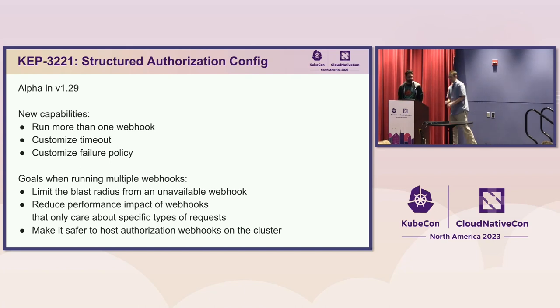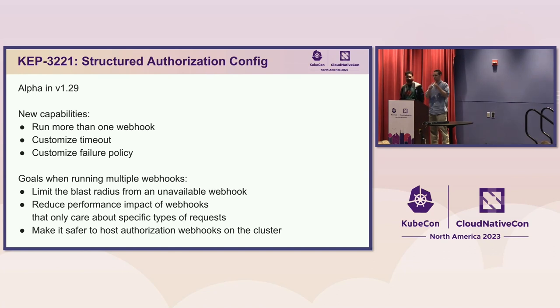So that was the set of authentication configuration that we've added more flexibility to. In 129, we also worked on expanding what you could do with authorization config. Previously, the way you would configure authorization, you would just pass command line flags and say, here are the modes I want. I want node authorization and RBAC authorization and maybe webhook authorization.